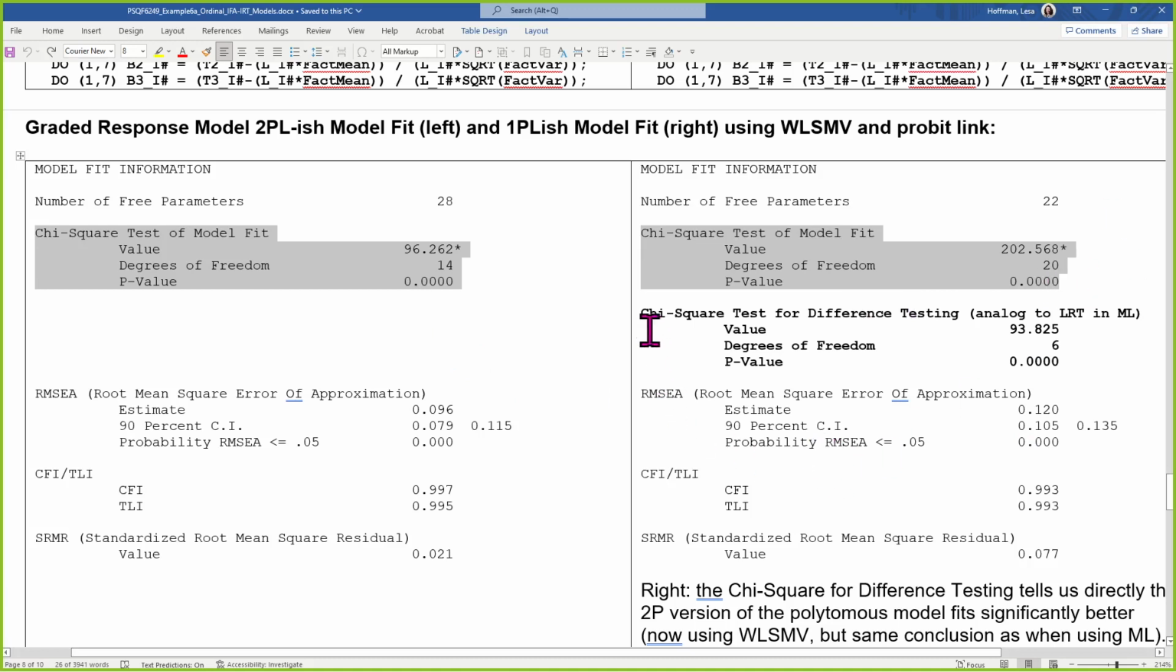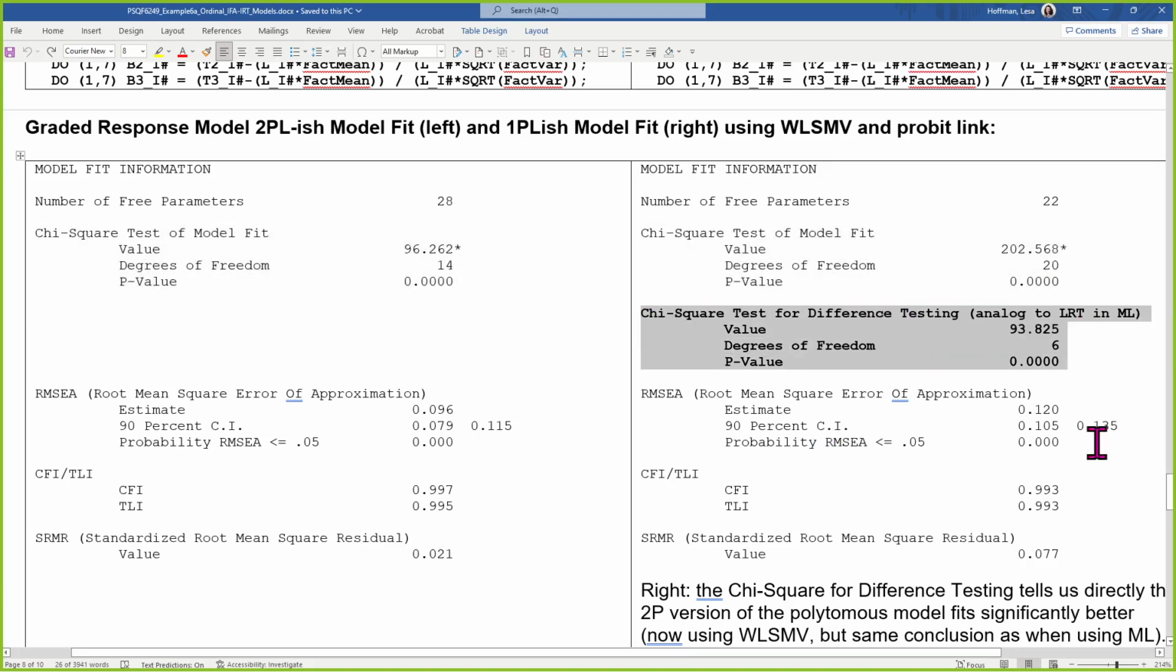The DIFFTEST part is what shows up after you estimate the smaller model as an additional chi-square test. So it's labeled chi-square for difference testing, and this is the nested model comparison as to whether the single loading version of the model fit worse than the multiple loading version. And this gives us the same conclusion as in regular maximum likelihood. Yes, indeed, it's significant, meaning we made the model worse by constraining the loadings, meaning that the items are not equally discriminating.